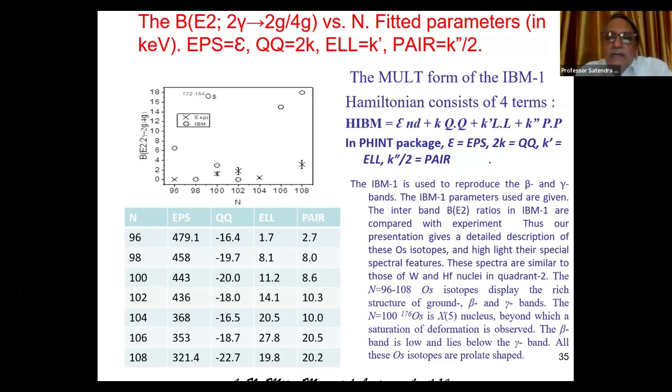And it highlights their spectral features. These spectra are similar to those of tungsten and hafnium nuclei, as they are also in quadrant 2. The osmium isotopes with N equal to 96 to 108 display a rich structure of ground, beta, and gamma bands. N equal to 100 is showing X(5) characteristics, so it is showing X(5) features, beyond which a saturation of deformation is also observed. The beta band is low and lies below the gamma band. It is represented here. Thank you so much.